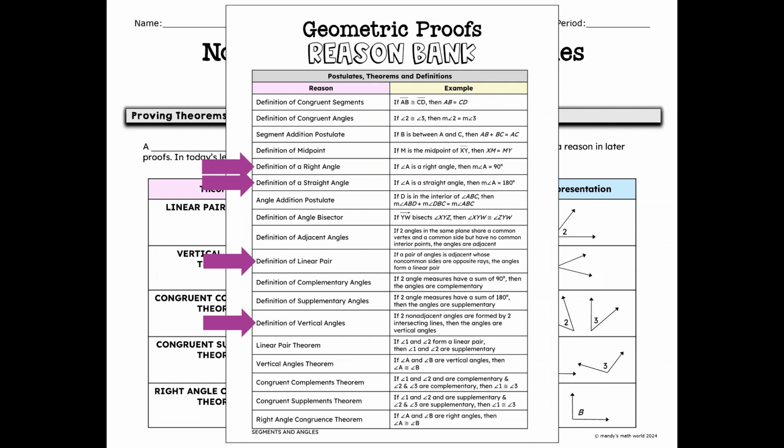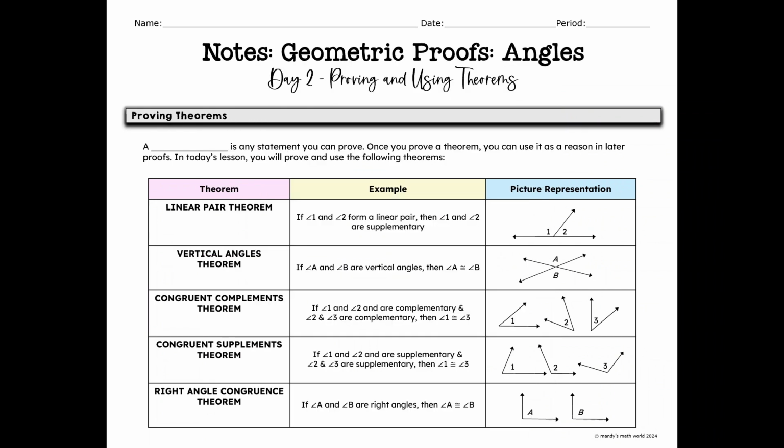We're also going to be using the definition of vertical angles. So two intersecting lines, they're across from each other. We're going to be proving theorems. What is a theorem? A theorem is any statement you can prove. Once you prove a theorem, you can use it as a reason in later proofs. And in today's lesson, you will prove and use the following theorems.